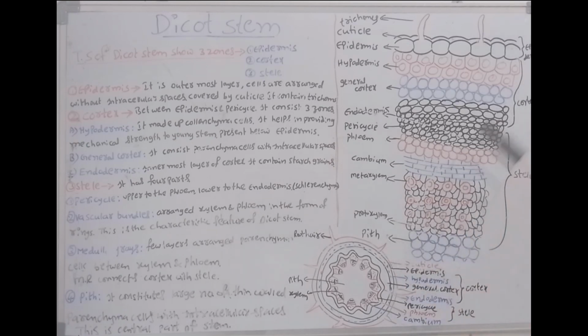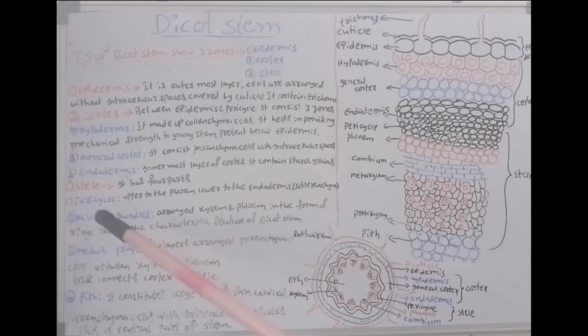Next, below the cortex stele is developed. Here this is the stele part. This stele is once again divided into parts. First one is pericycle. See here, this is pericycle. Next, phloem, cambium, metaxylem, protoxylem, pith. This is the stele.